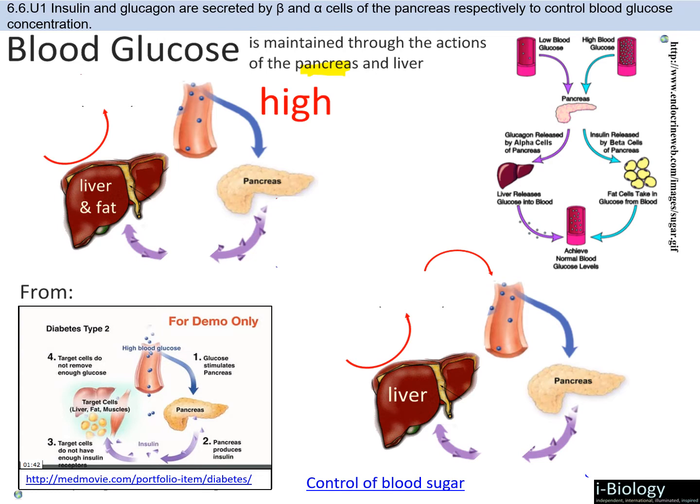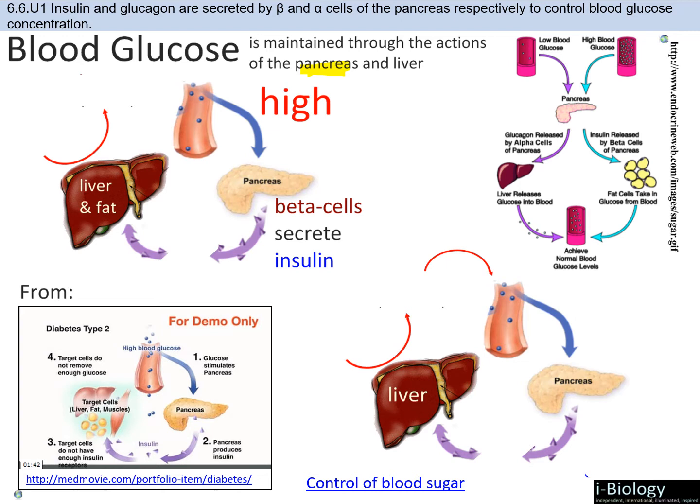So what's going to happen is the pancreas is going to detect that the blood glucose levels are relatively high. And then actually the hypothalamus is going to detect it, and the hypothalamus is going to stimulate the pancreas. But ultimately the pancreas has beta cells, and these beta cells are going to secrete a special hormone called insulin.